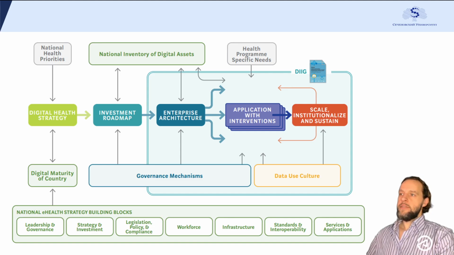In an e-health strategy, it will be leadership and governance, strategy investment, legislation policies, compliance, required workforce, infrastructure, standards, services, applications, and others. All these components will define the digital maturity of the country, and based on this data we can develop a digital health strategy. Also, we will include national health priorities in the strategy to cover the services with the highest demand on the national level. Next, we will develop an investment roadmap and enterprise architecture, and this will involve governance mechanisms and a national inventory of digital assets to be developed.